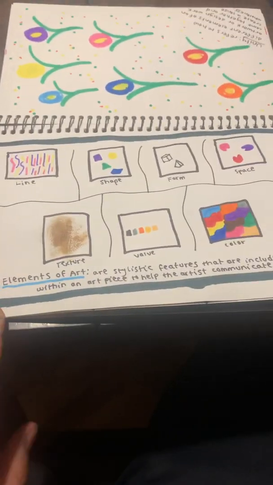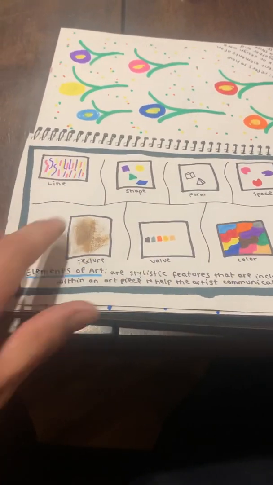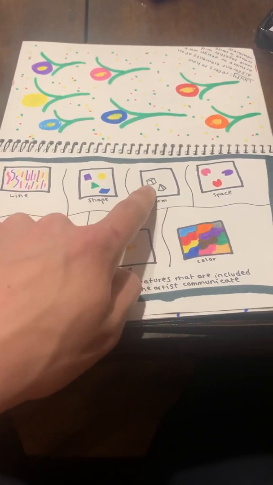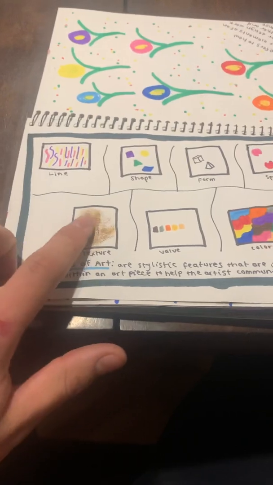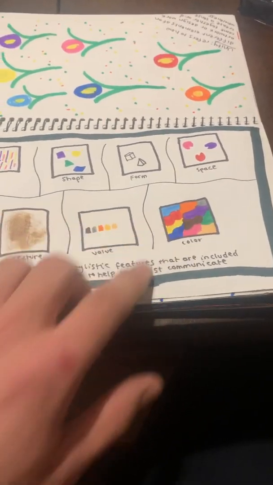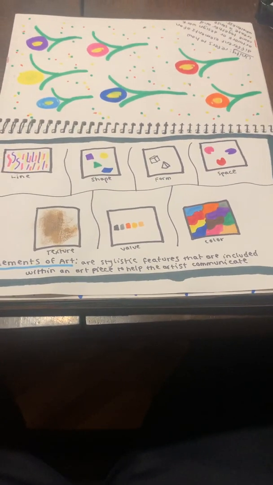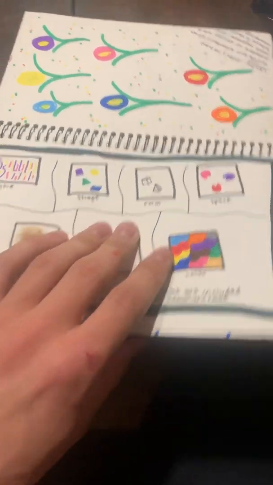Here we have all the elements of art. So there's 7 of them. As you can see, I just drew them all in boxes. First ones are going to be your line, shape, your form, so it's more of your 3D form. Space in between your art. Texture again, value going from darker to lighter, of course, and then color. So your elements of art are stylistic features that are included within an art piece to help the artist communicate.